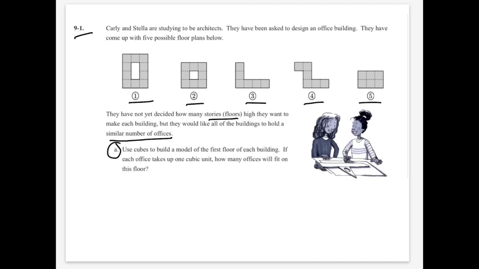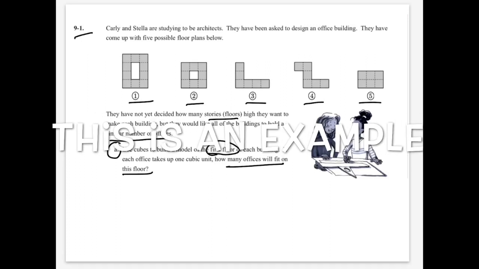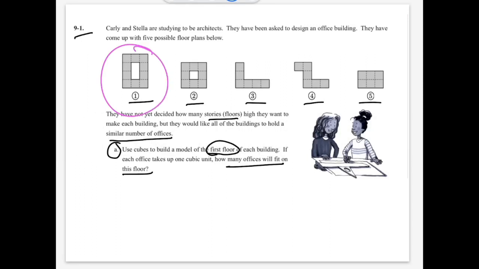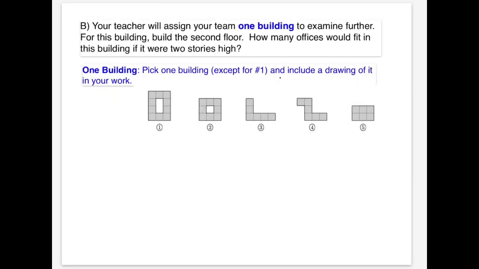So for part A, it says use cubes to build a model of the first floor of each building. We don't have cubes. This is really your time to use your imagination to make this problem work. If each floor takes up 1 cubic unit, how many offices will fit on this floor? So we're going to use the first floor plan as our example. So if you look at the first floor, there are 4. Pretty easy so far, right? Equals 10 offices.